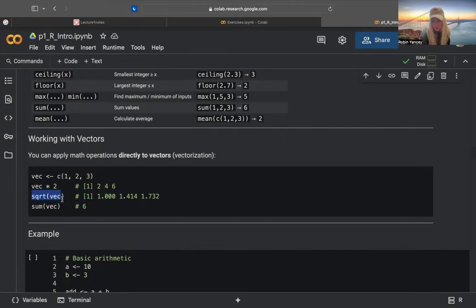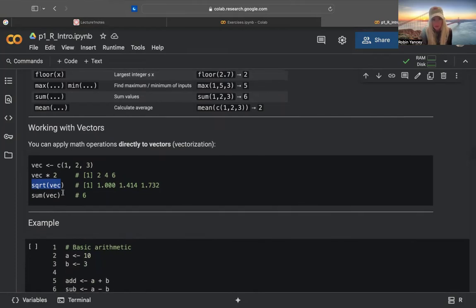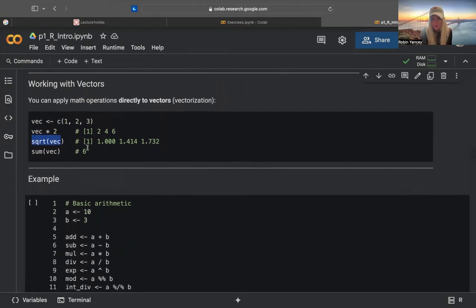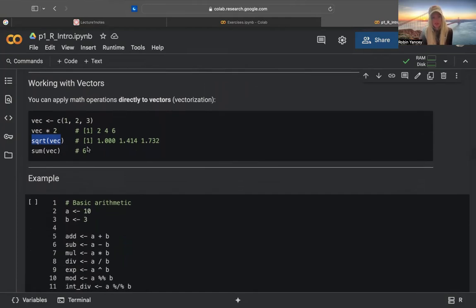Similarly, if we apply the square root built-in function to this vector, we would get the square root of 1, the square root of 2 here, and the square root of 3. So we can apply it to all the elements in the vector at once. And if we sum the vector, it's going to sum all of the elements within that vector. As we'll see, we'll be able to add two vectors element-wise as well.